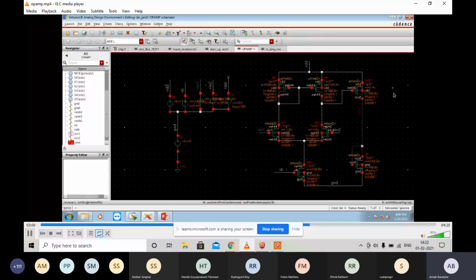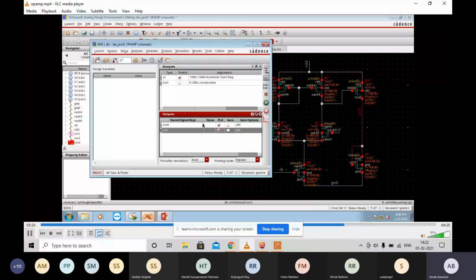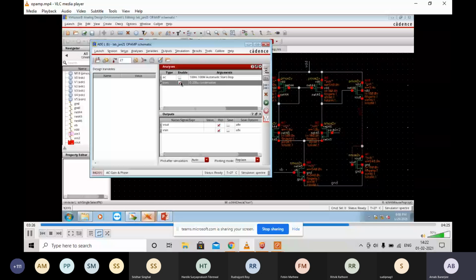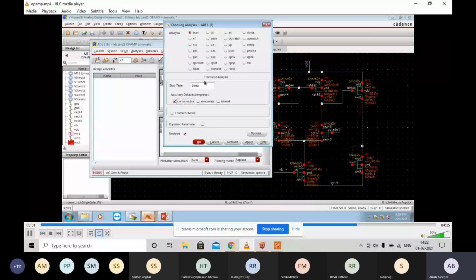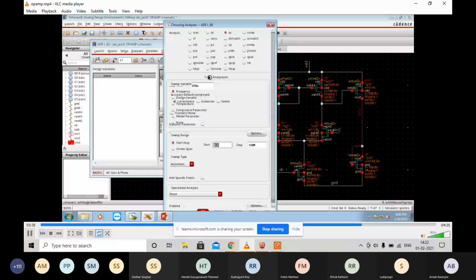Next, we will replace this V in 1 with a V sine and see the transient response. We just select the transient response. Our V sine was a 10 kilohertz signal, so I'm taking a 200 microsecond time period. It will cover some of the periods. For AC, I'm taking it up to 100 megahertz.